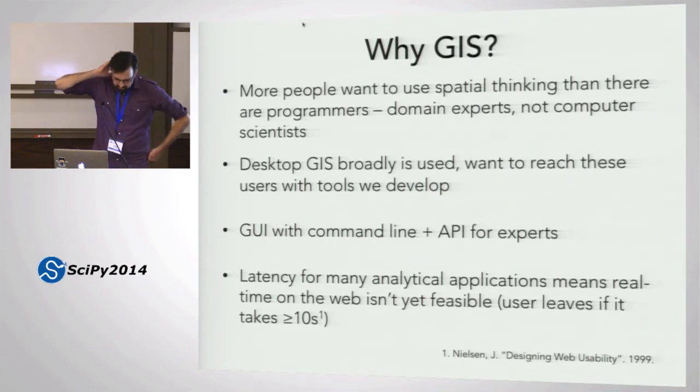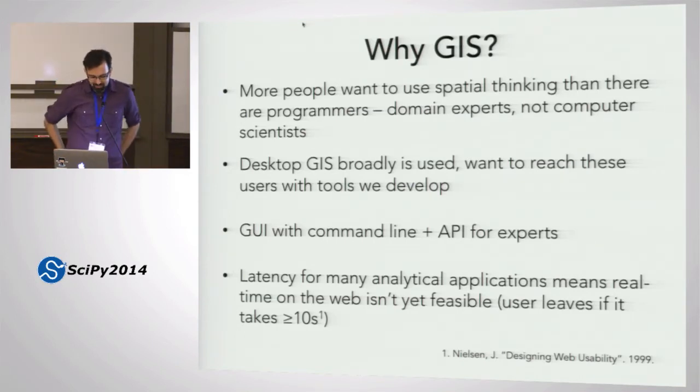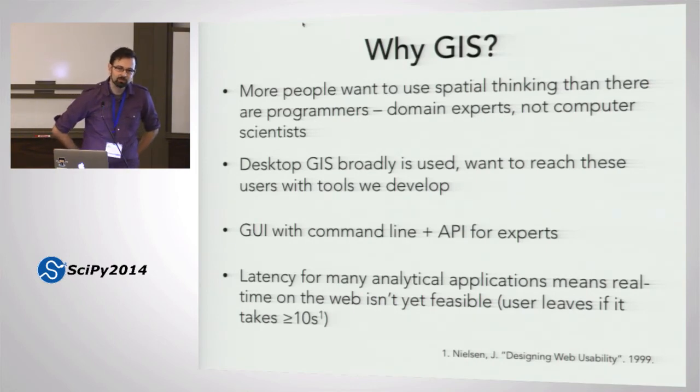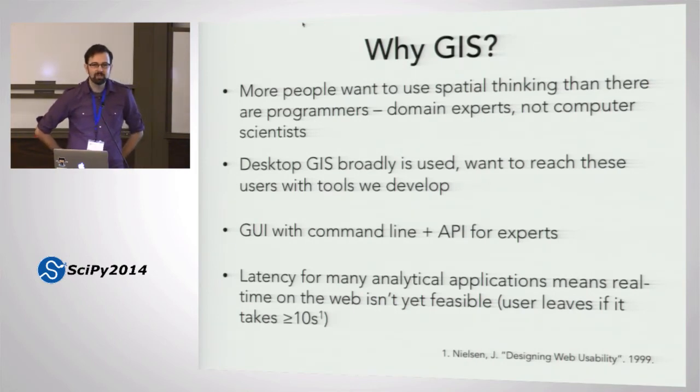So, why we are doing this GIS thing: we want to allow people to do spatial thinking and spatial problem solving, and not all those folks are computer scientists. They have tools that they know how to use now, and we want to educate them in where they should be going 5 or 10 years from now, but it's also important to meet them where they're at today. And right now, desktop GIS is still broadly used.